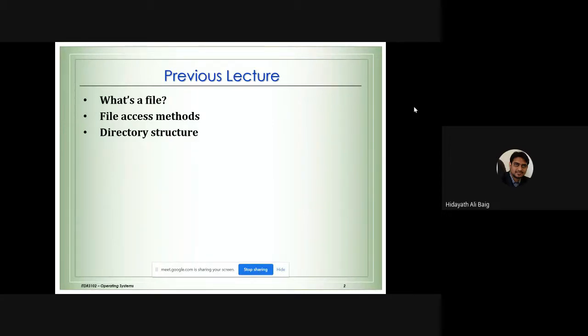If you remember, there are two types of file access methods. This is important for today's lecture. Just one point, let me connect the device.